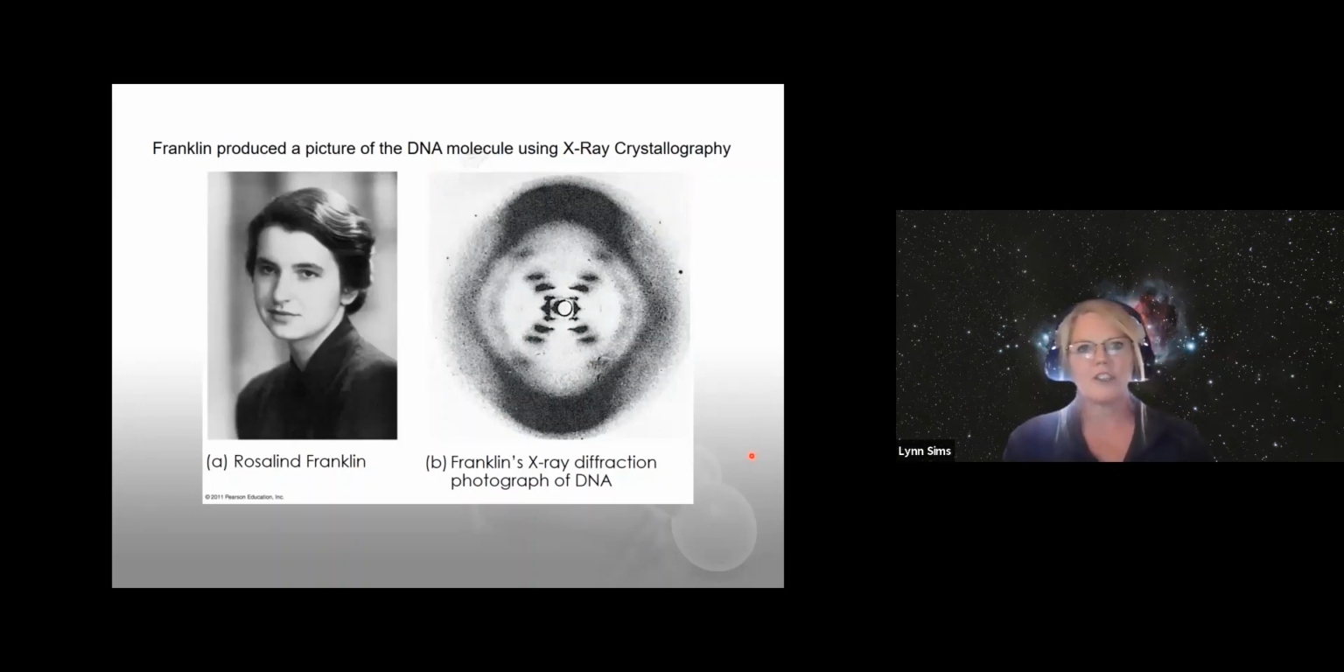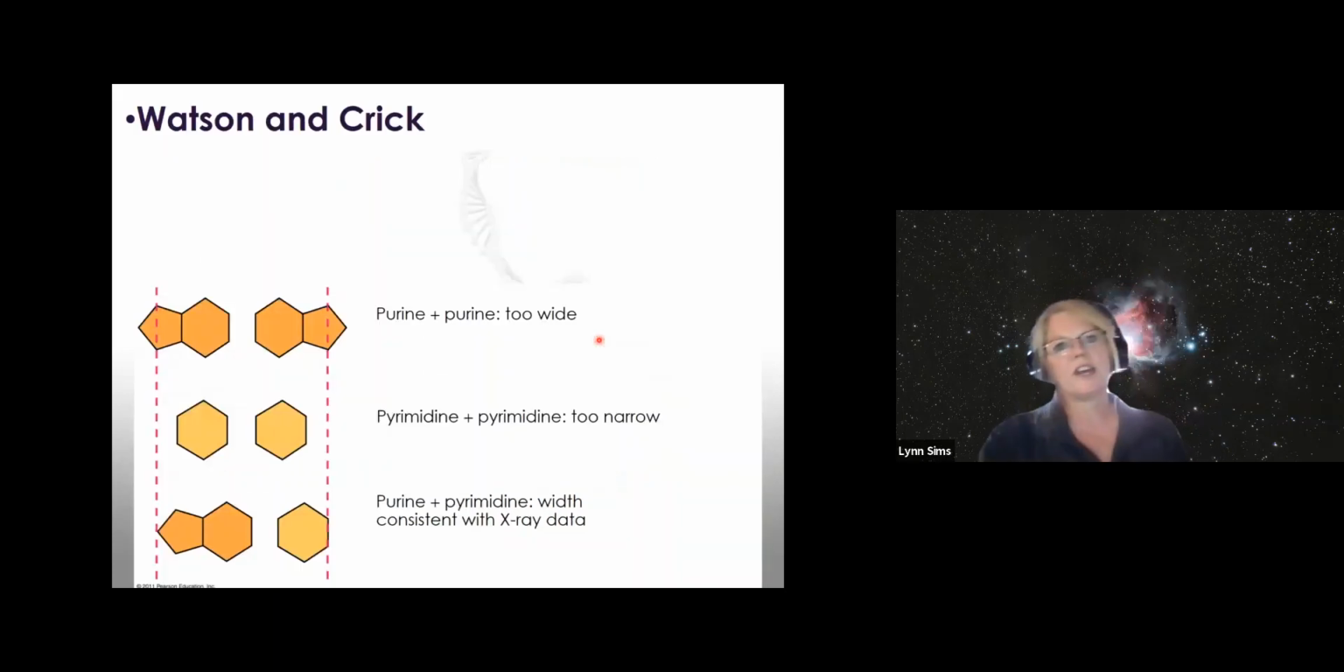So Franklin was an X-ray crystallographer, and she had Wilkins as her partner, and she generated this photograph right here. Now, I'm not an X-ray crystallographer, but this photograph basically signified that DNA was in a helical format.